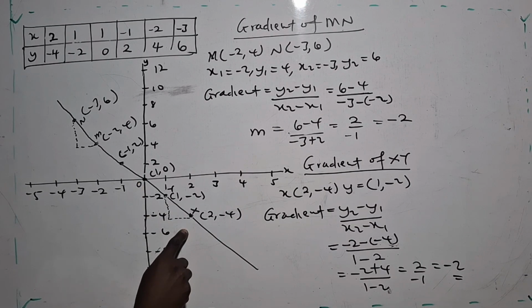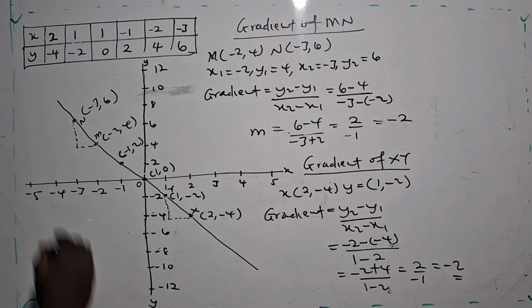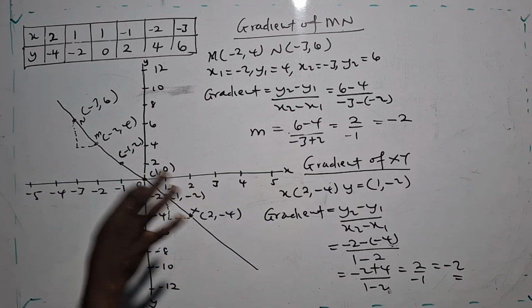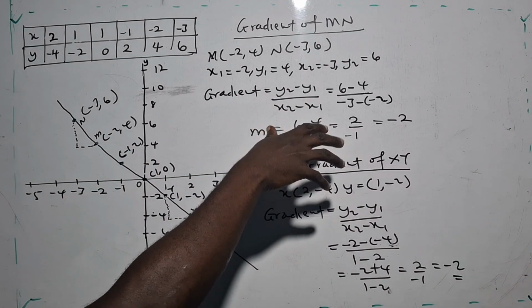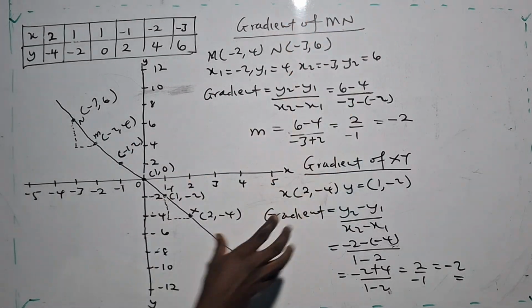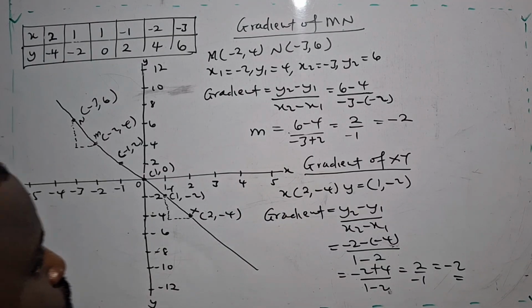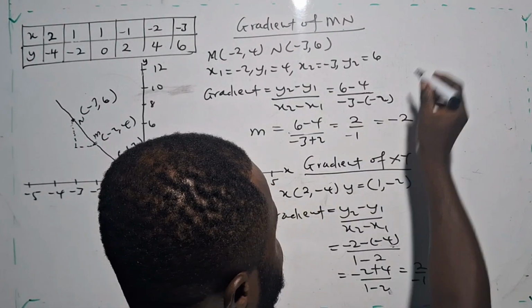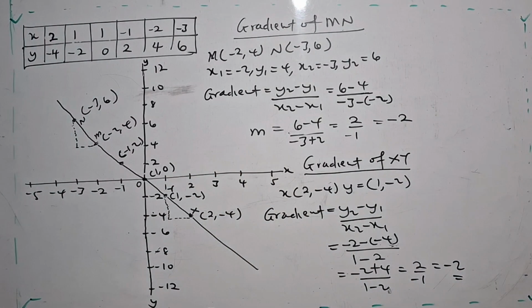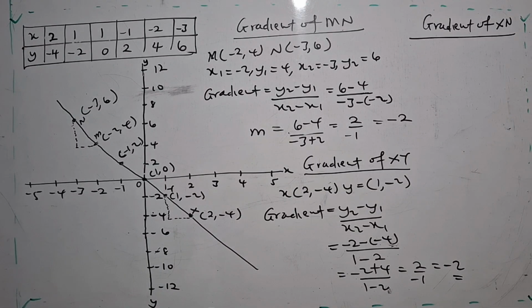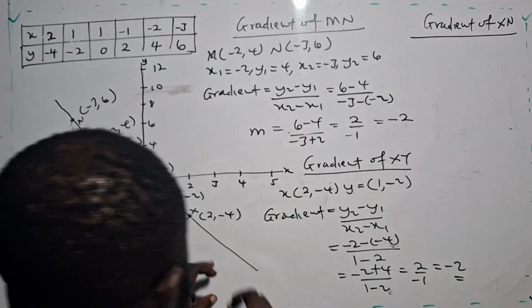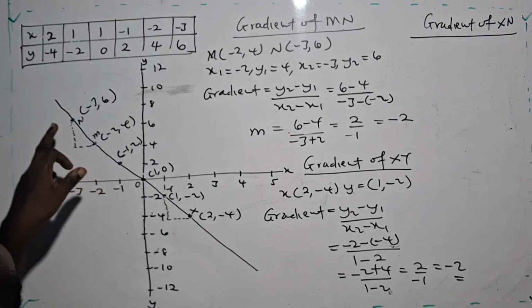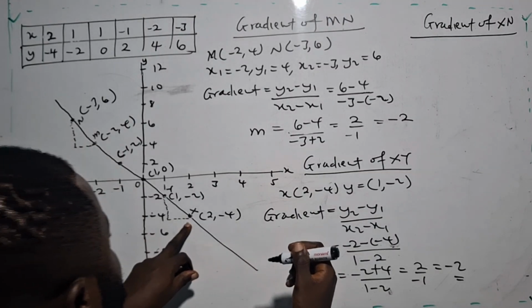So the x here and the n, for which you can also use your dotted line to join them. When you pick where you pick the point from, you have to indicate it so that the examiners will know where you are picking your answers from. So we are going to find the gradient of xn. So we are picking the x and the n.